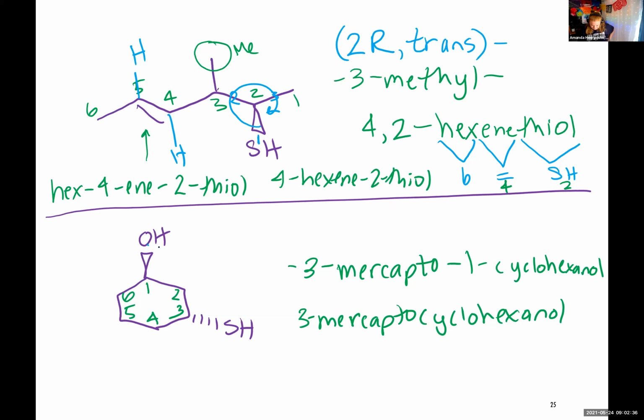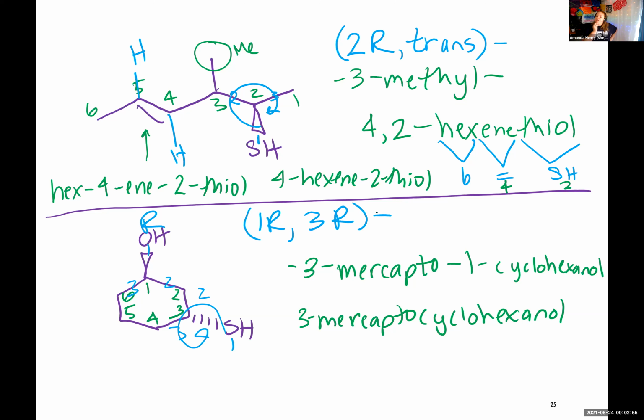So 1, 2, 3. This one would be R. Are they both R? Yes. 1, 2, 3. 1, 2, 3. They are. So okay, here's how we could label it the hard way. We could say 1R, 3R, and then the full name.